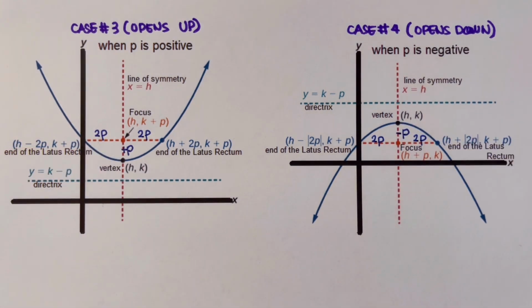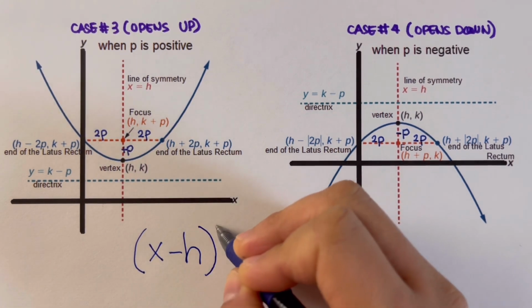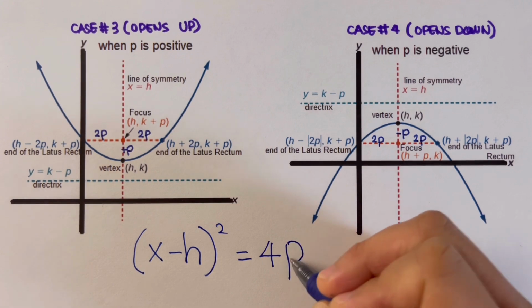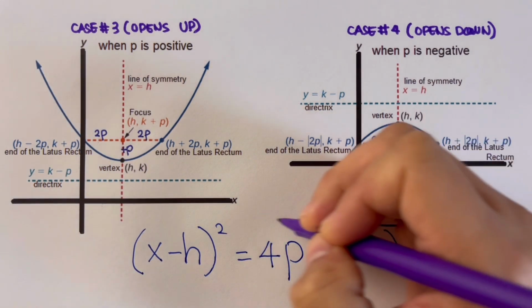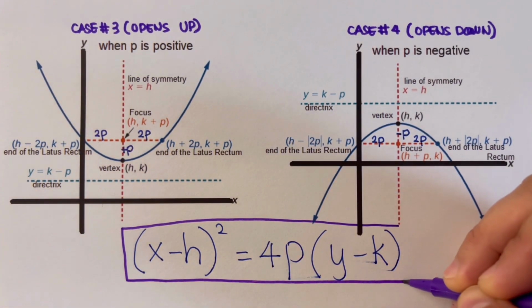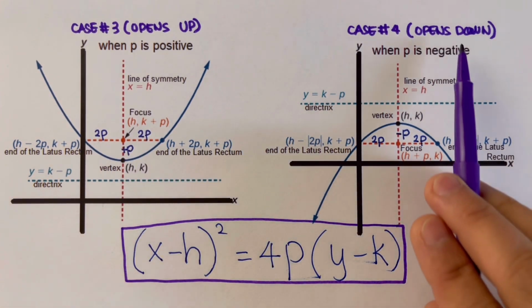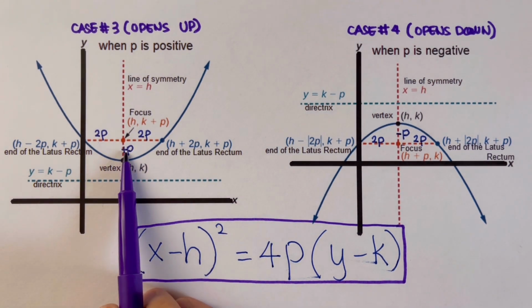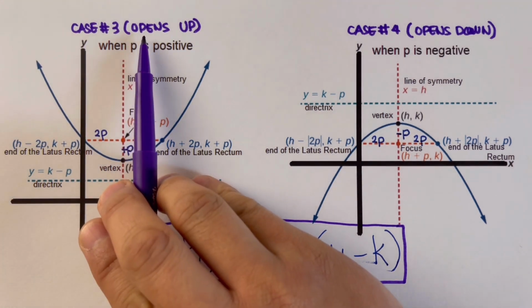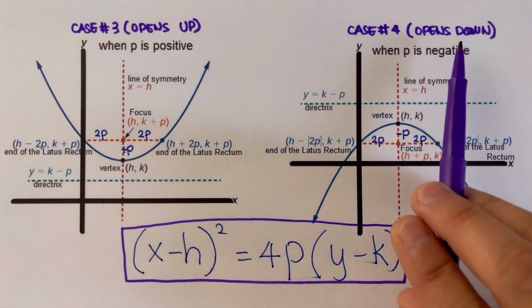For cases numbers 3 and 4, the general equation of the parabola would be (x - h)² = 4p(y - k). This is the formula that would work for these 2 cases. Case number 3, when the parabola opens up, and case number 4, when the parabola opens down. We remember that if p is positive, then it opens up. And when p is negative, then the parabola opens down.